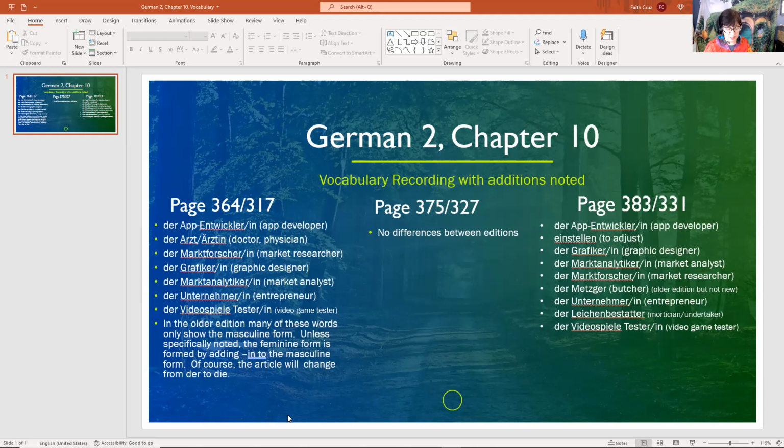Okay, now on page 375, or 327. We're talking about different ailments or about the eye doctor. And there's no difference between the two editions. So, was fehlt dir denn? And here are things that could be wrong with you. Ich habe Kopfschmerzen. So it's literally head pains, which is how they say a headache. Halsschmerzen, throat pains, sore throat. Zahnschmerzen, Rückenschmerzen, Bauchschmerzen. Or if you have no pains, ich bin ganz gesund.